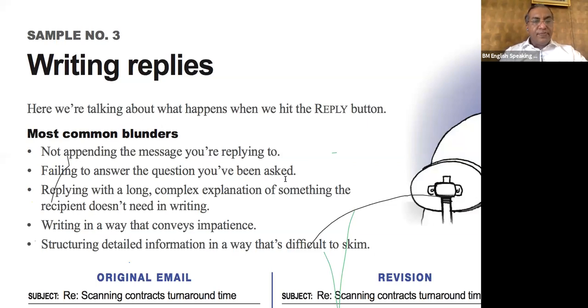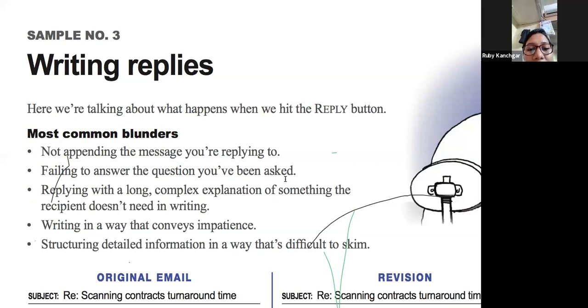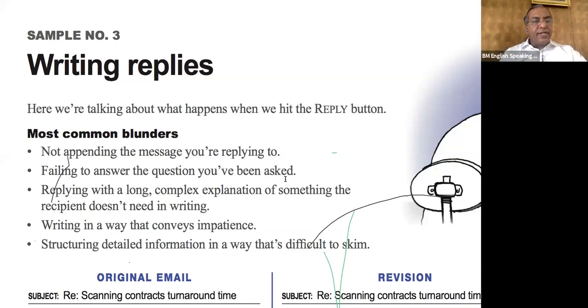Right. Next, third, replying with a long, complex explanation of something the recipient doesn't need in writing. Yeah. Next.